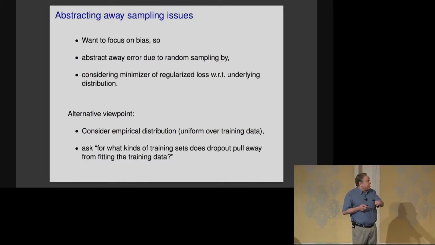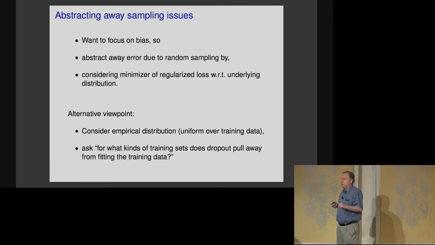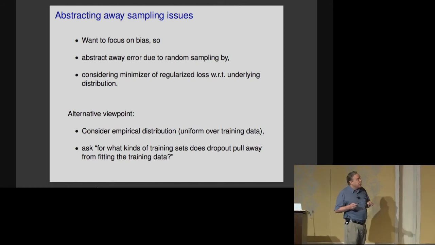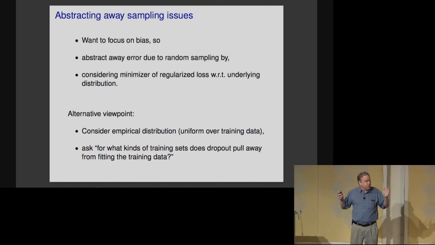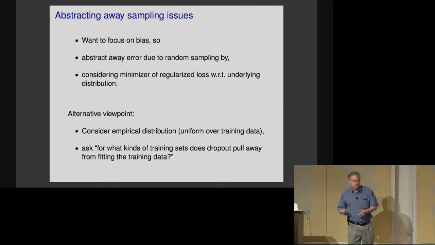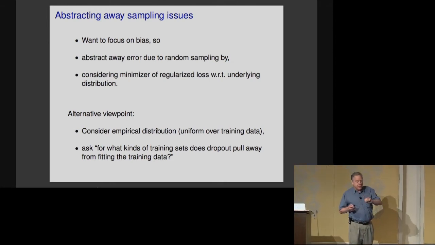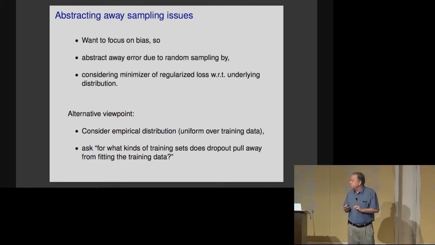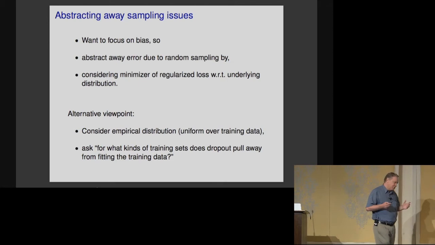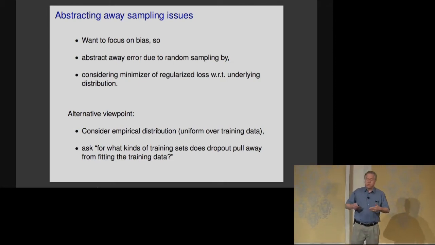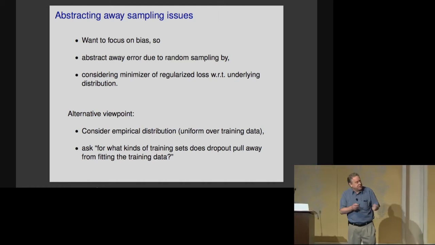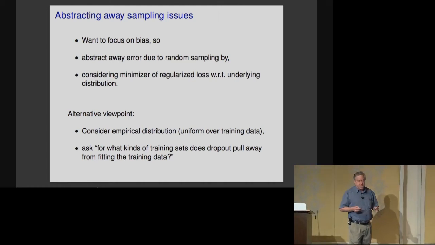We're also interested in the bias of the dropout method rather than the variance. So we want to abstract away the sampling issues and assume we have a base distribution P over labeled examples and consider the minimizer of the regularized loss or criterion with respect to this distribution. This base distribution could be the distribution that generates the sample, or it could be an empirical sample distribution, or by looking at different distributions, it could be a way to say how does dropout pull differently on different samples?